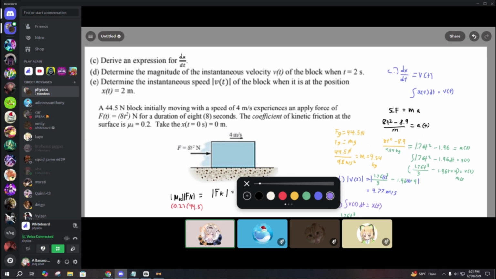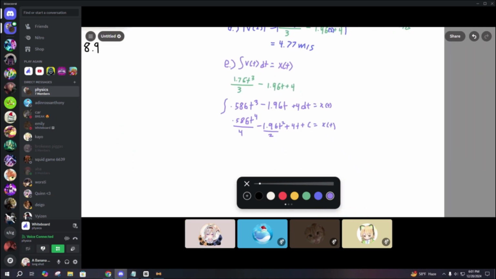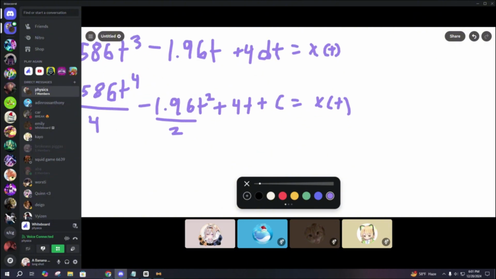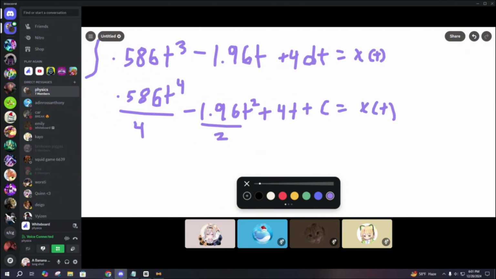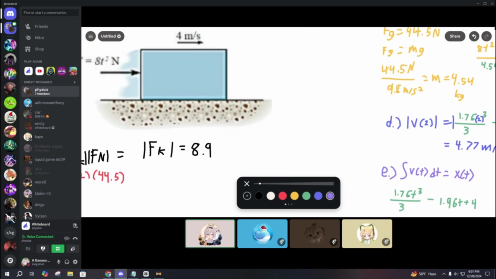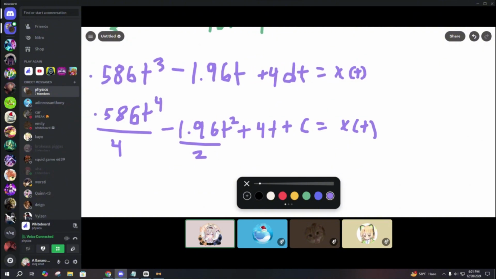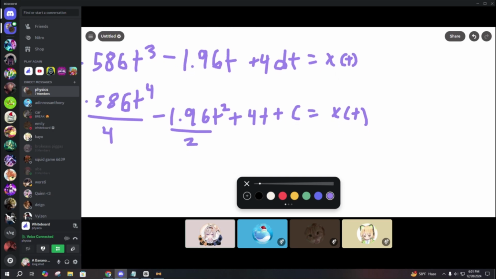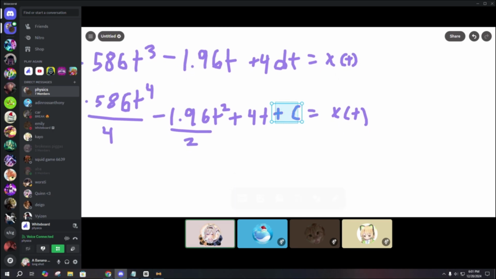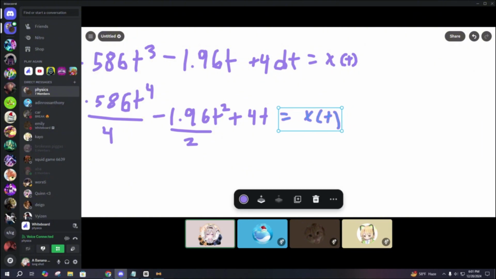Now going off what the problem gives us, x(t) equals 0. No, not x(t) equals 0. x of 0 is 0. So basically, the initial position is 0. If I plug 0 in for all of this, then c is supposed to equal 0. So I know that c equals 0 because the initial position is 0. So this is my x(t) function.